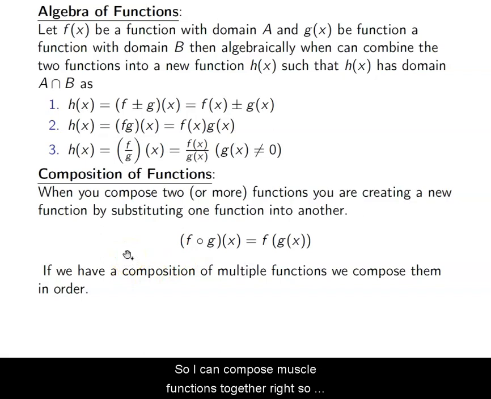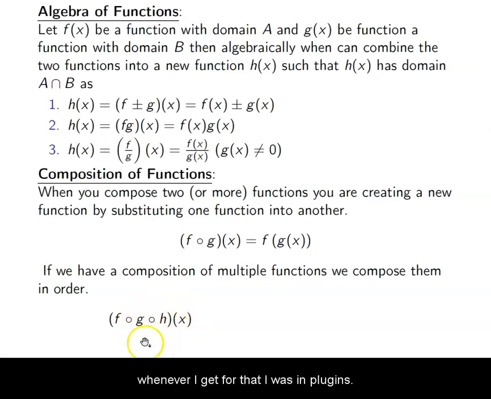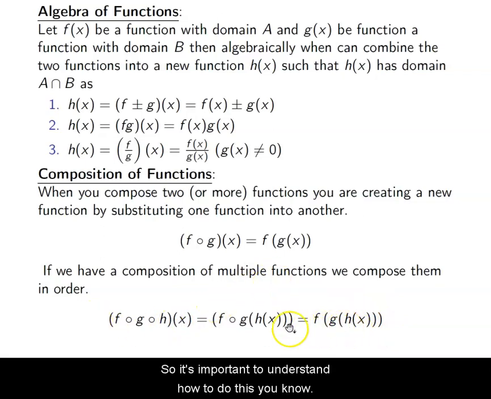So I can compose multiple functions together, right? Just like this. So here I would start with h. I would plug that into g. And whatever I get for that, I would then plug into f. So f of g of h of x is h of x being plugged into g composed with f, or just h inside of g inside of f. And again, I can do this literally forever, right? So it's important to understand how to do this with our actual functions, our algebraic form of the functions, also with the graphs, and also with tables.